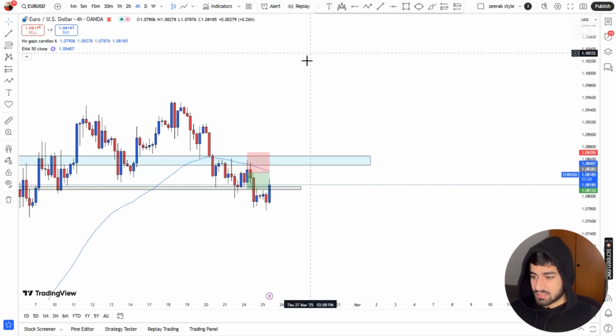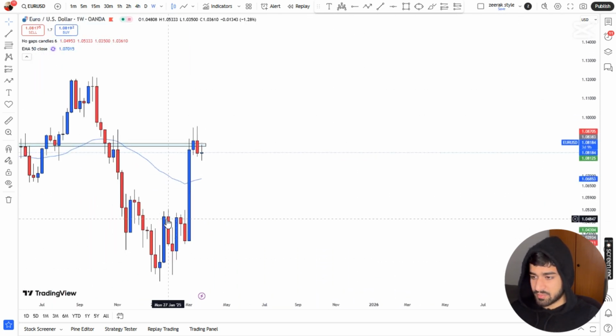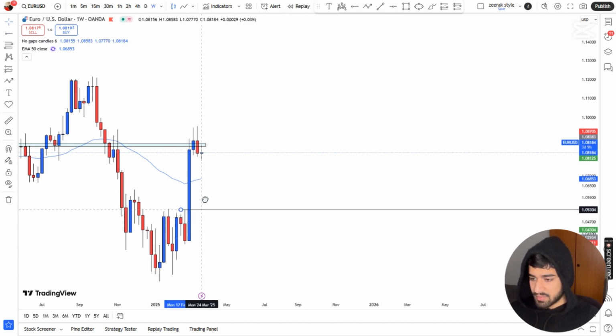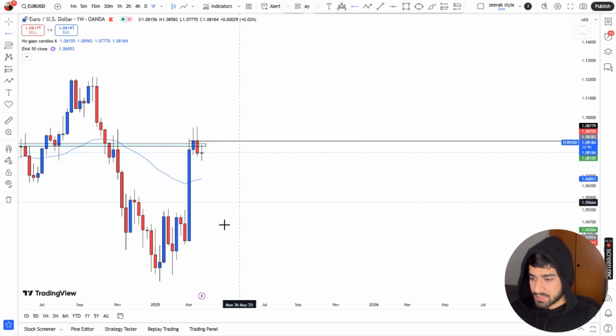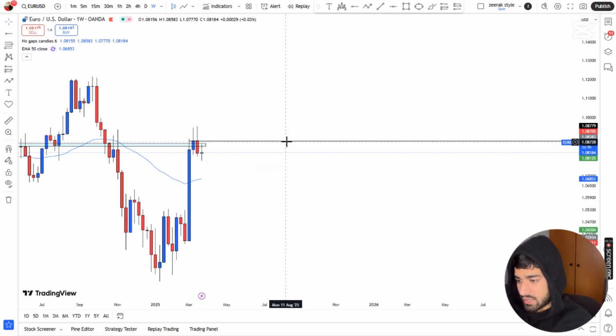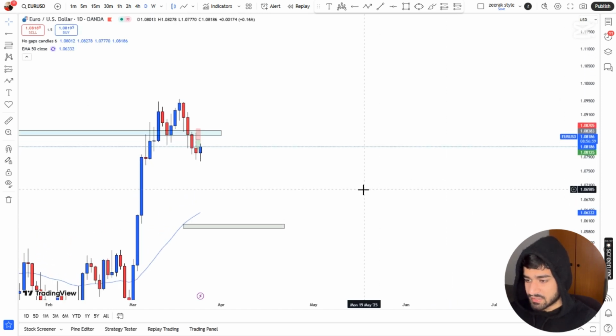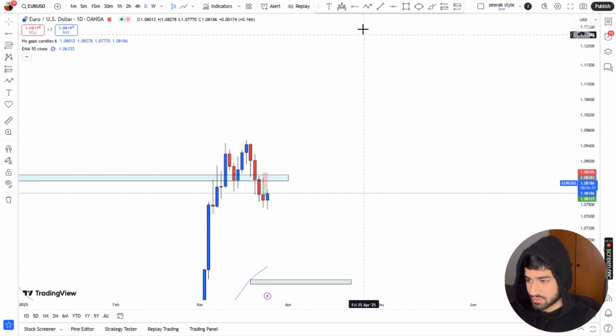Like in this trade that I took, I came to the weekly. As you can see, the weekly is clearly bullish, it's clearly bullish. This becomes the higher high and this becomes the higher low. So we are in bullish market structure. We come to the daily. The daily, as you can see, we are bearish.